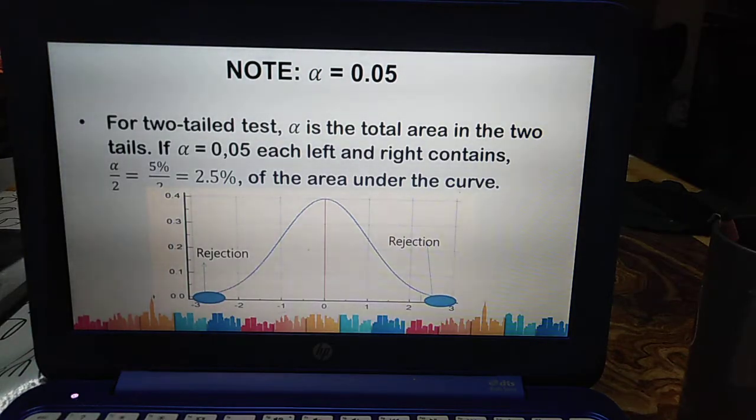Now, if we use a two-tailed test, then the total area of rejection is 5%. But we know that in a two-tailed test, the area of rejection is at both ends of the curve. So if it is equal to 5%, we divide it by 2, giving us 2.5%. Therefore, the rejection area on the right is 2.5%, and the rejection area on the left is also 2.5%, adding both, giving us a 5% level of significance.